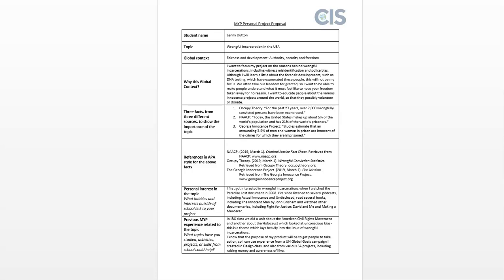In the previous video tutorials for the proposal form, we looked at our example student Lenny's topic. He's exploring wrongful incarceration in the USA in a global context, fairness and development. We looked together at why he chose that global context, 3 different facts to show the importance of his topic, the references in APA, his personal interest in the topic, and also the interest in school and his experience with this topic. Today we're going to look at the second page of the form.